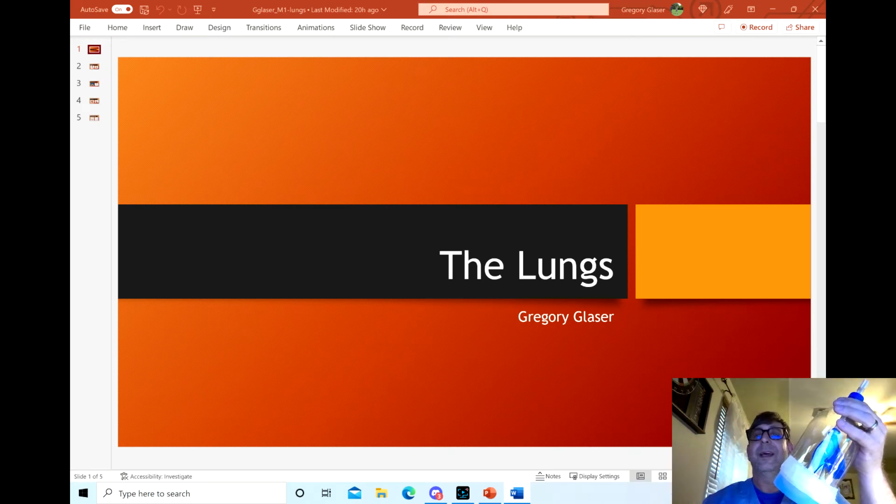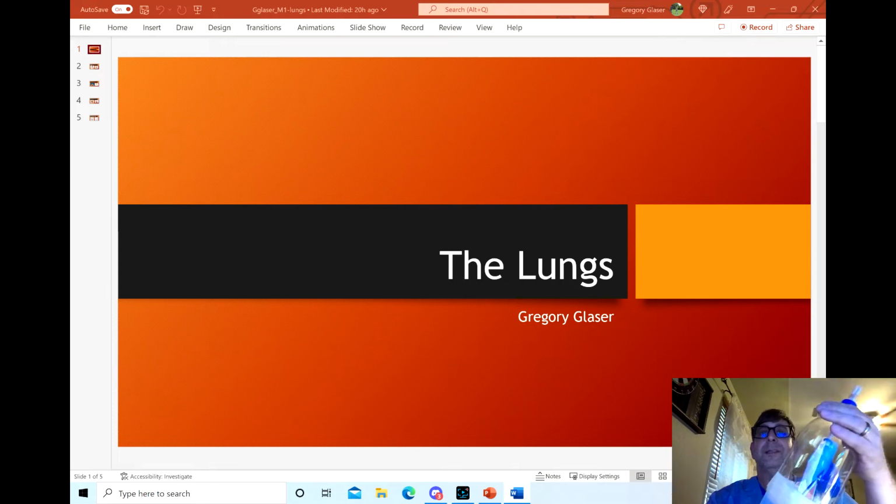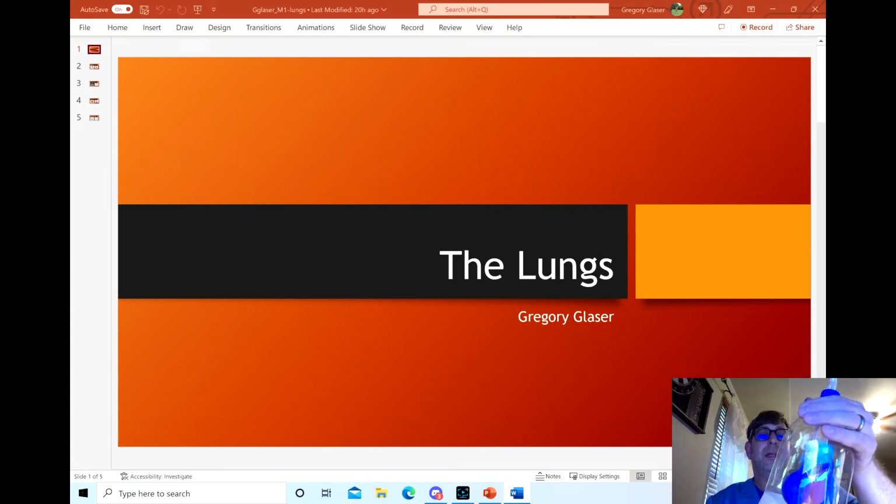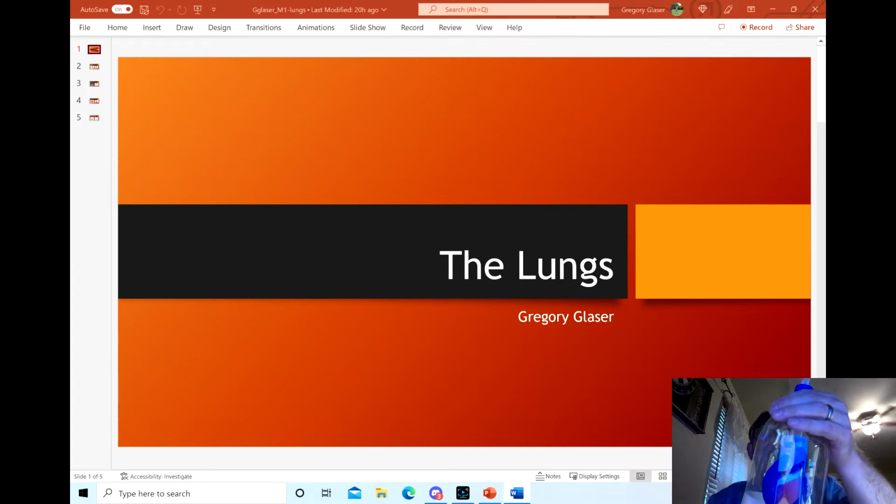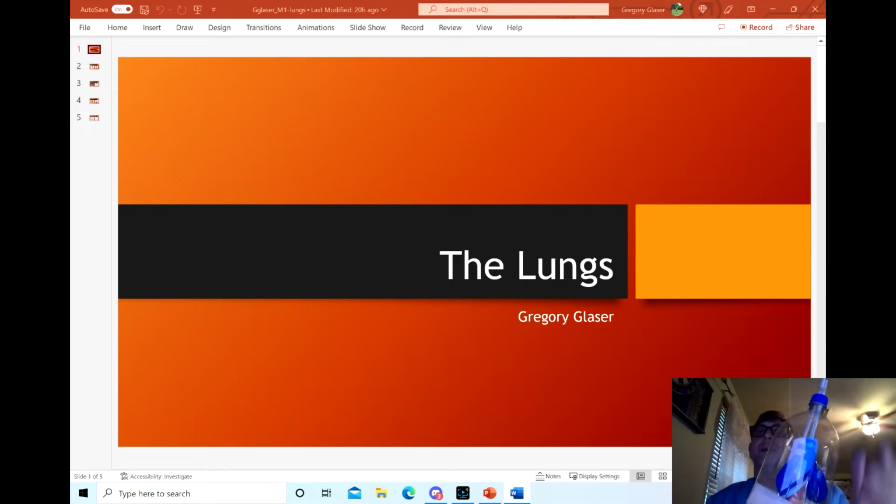Gglaser, and this is the lungs. It's a diagram that I made of the lungs. And first off, I'd like to depress the bottom of it, and this is inhalation. And as you can see, when you inhale, the lungs inflate, they get bigger. And the process of inhalation is the first part of the ventilation process of the lungs.